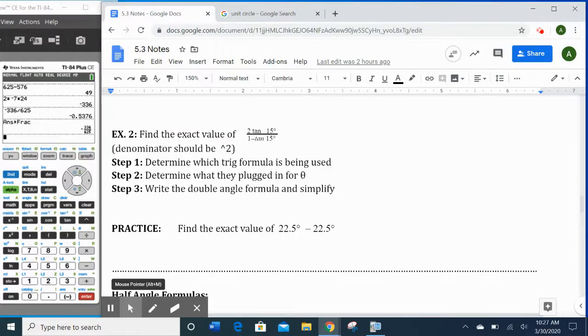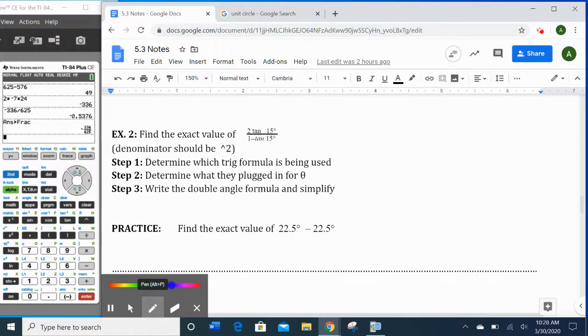Okay, example 2 says find the exact value of 2 tangent of 15 degrees over 1 minus tangent squared of 15 degrees. Typing fractions and exponents and denominators is just a little more complicated than it needed to be, so I just wrote it off to the side.